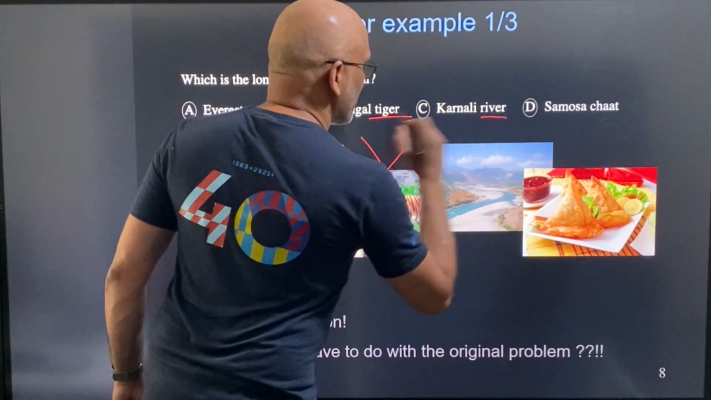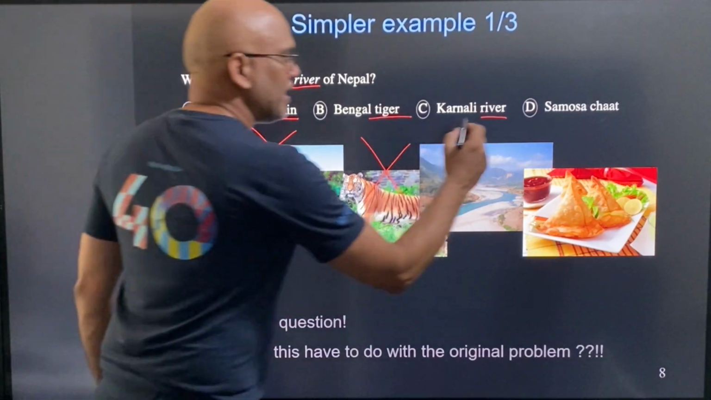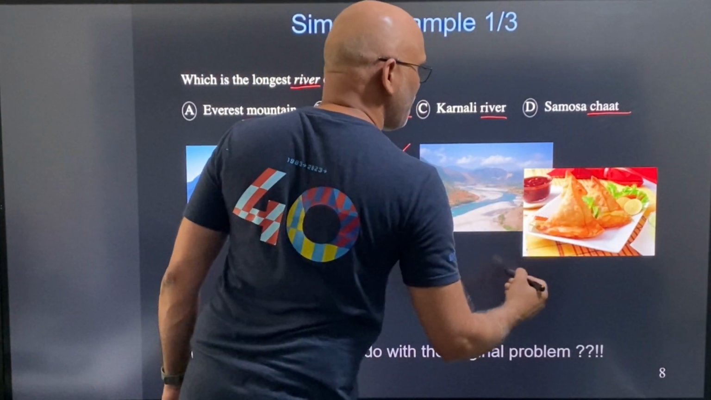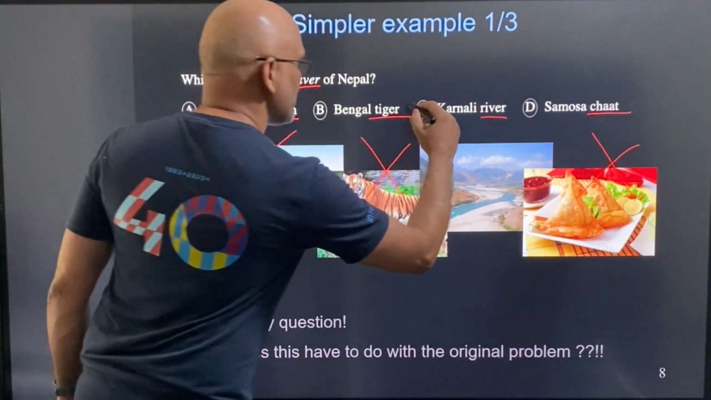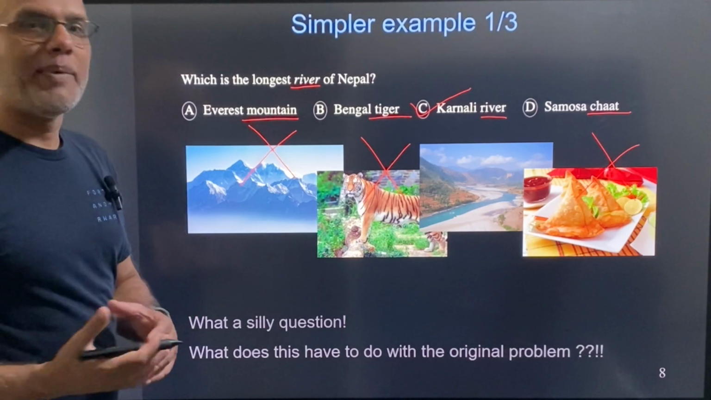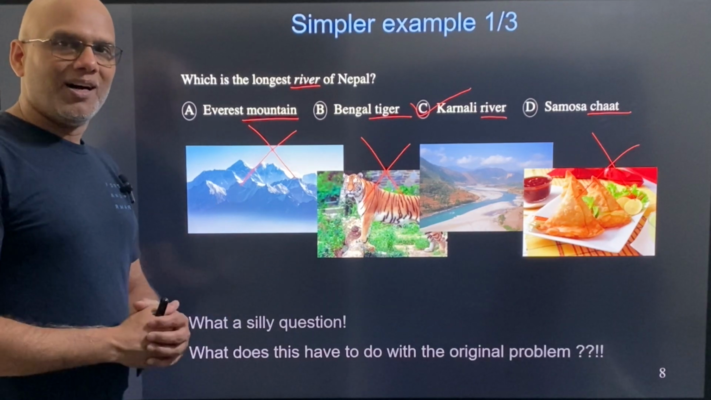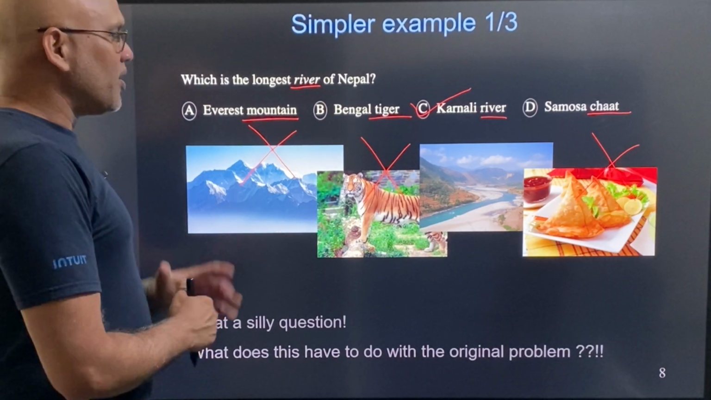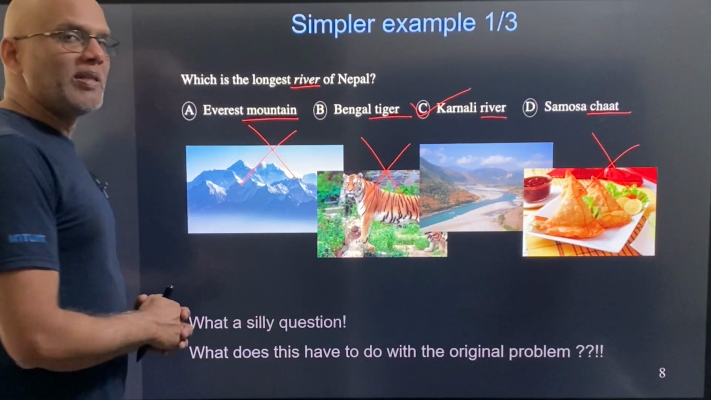It's not a river, so that cannot be the correct choice either. It says it's a river. Okay, river is possible. Now it says it's a chart. Chart is a food, so this cannot be the correct choice either. And since there is only one correct choice, C must be the correct choice. Now you may be thinking, what are these silly questions and what do they have to do with the original question, right? It has to do a lot, and we will see very soon.